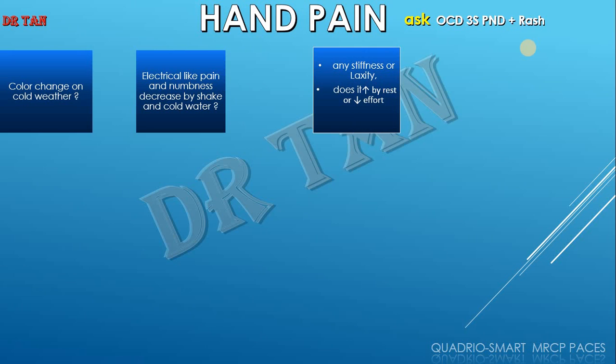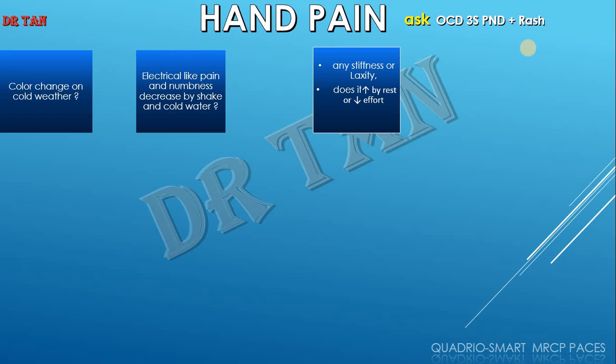Then you will go to the third question, which is the most important today, about the stiffness and the laxity. So you will ask, sir, do you have any stiffness or laxity? And remember, if you don't ask about laxity, you will miss a very tough part of your case, if it is joint pain related to a laxity disorder.